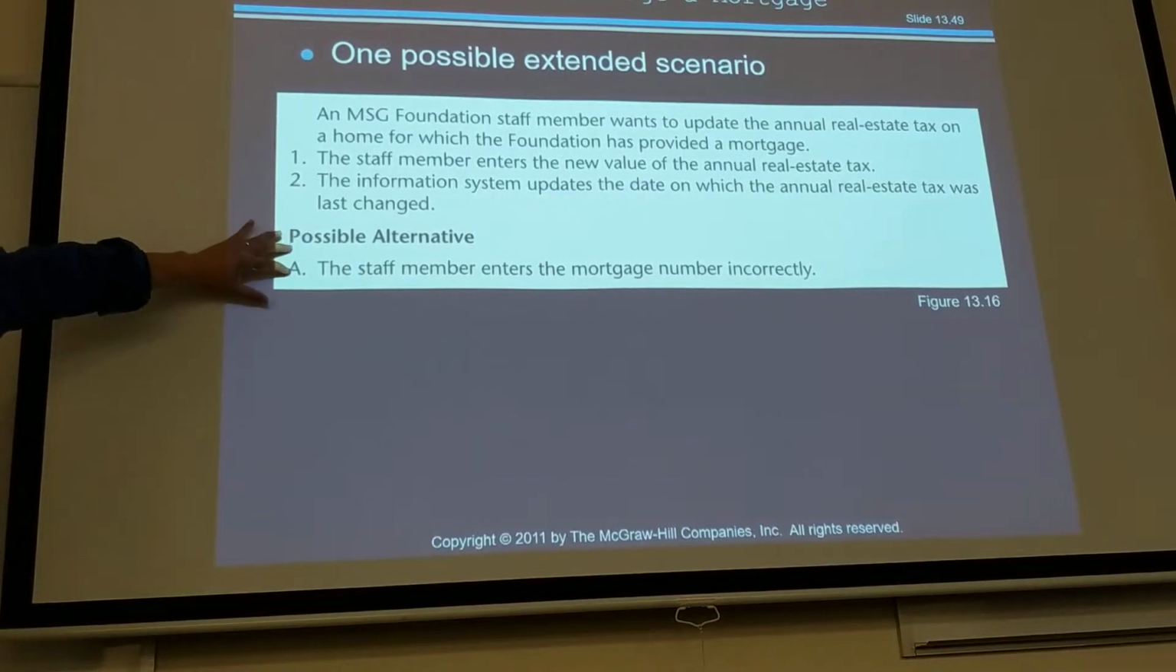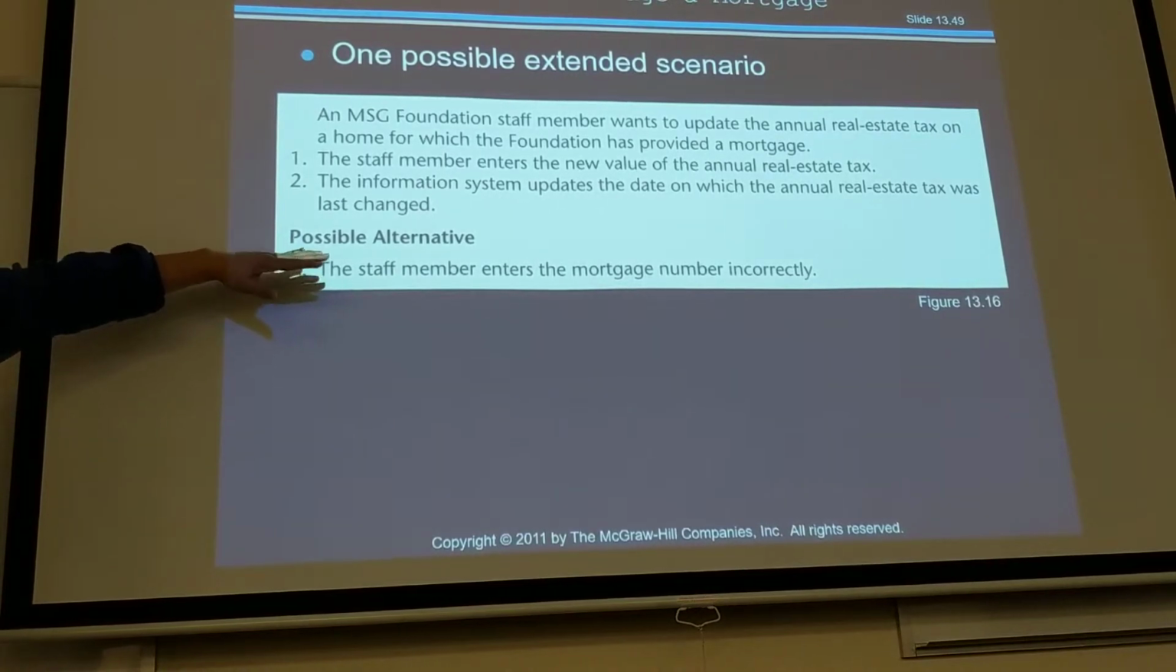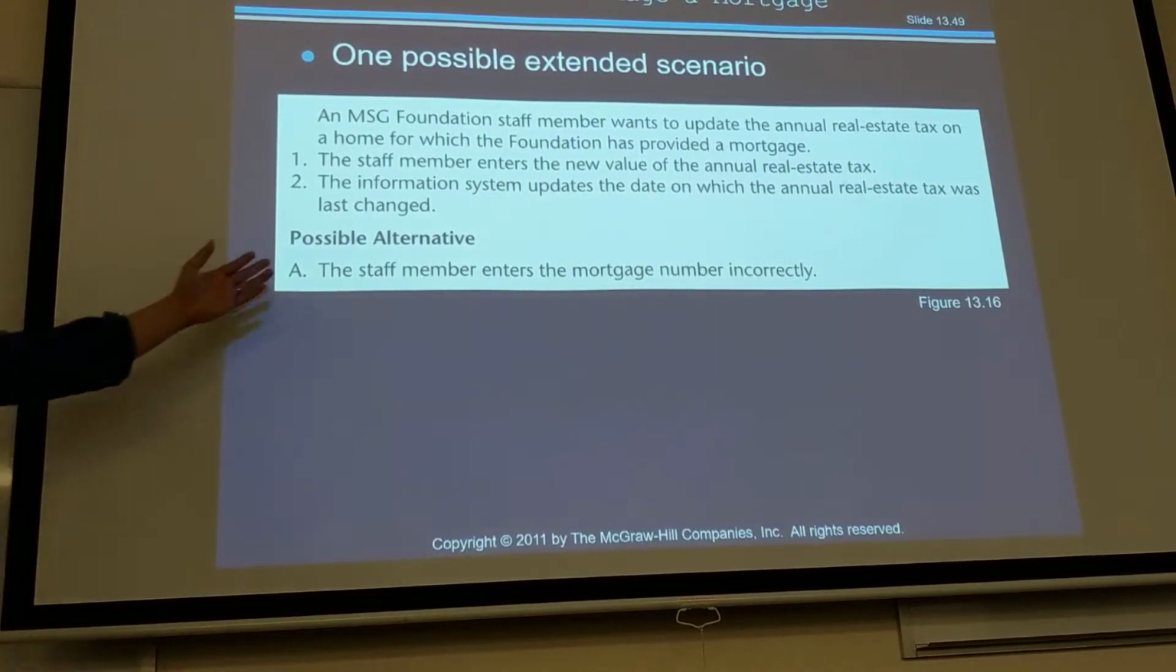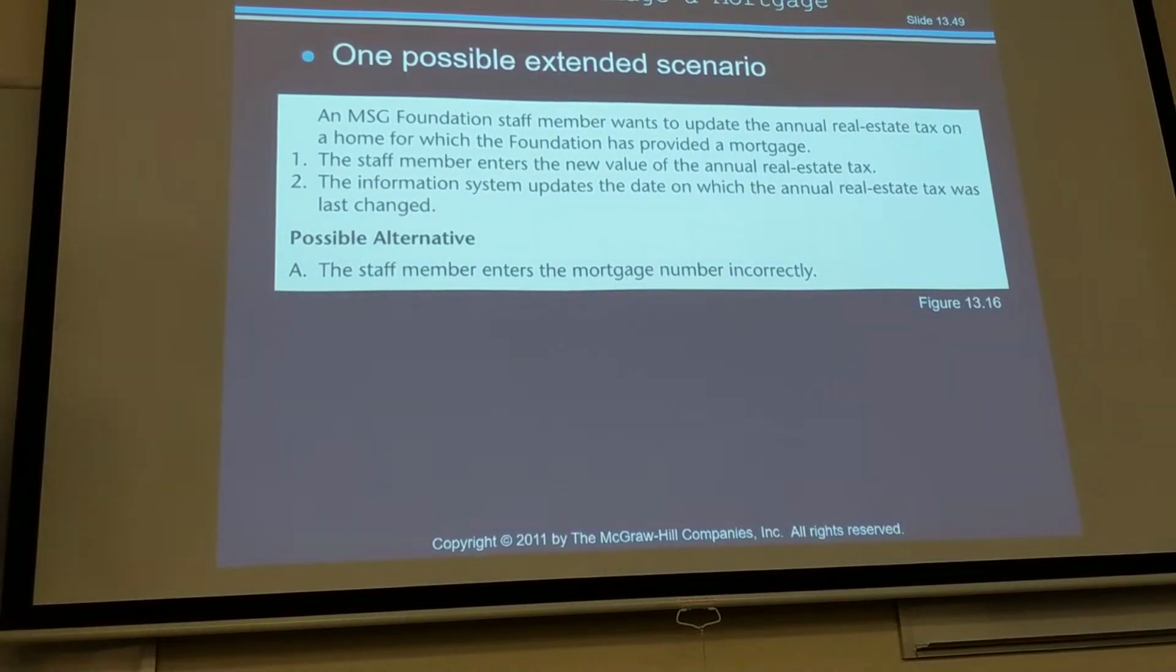So that is one possibility. Another scenario may be that the staff member entered the mortgage number incorrectly. In that case, you need to handle that situation, right? If you don't handle that situation, then your system is incorrect. That's why you want to enumerate all these scenarios.